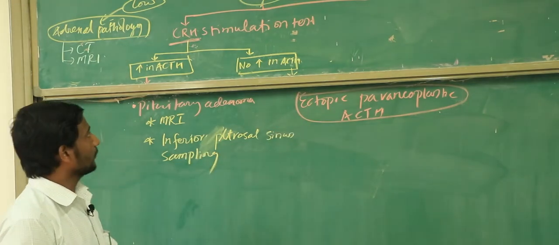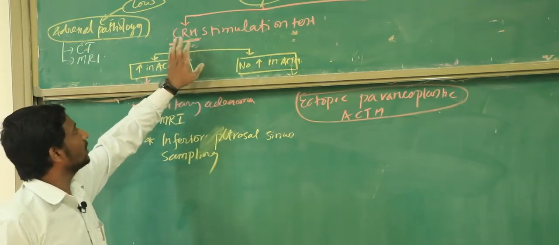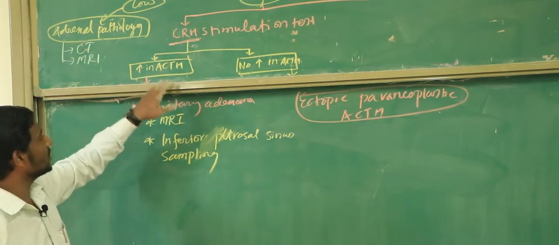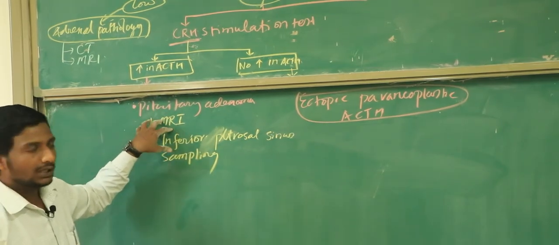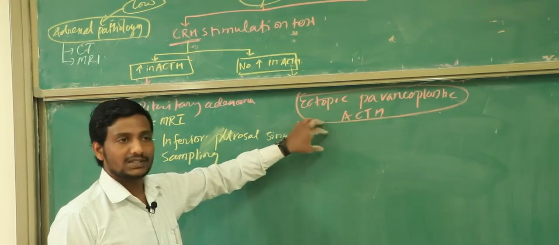So all of you try to imagine, when the ACTH was high, we did one test, we simply called it the CRH stimulation test, and then we could find if it is increasing the ACTH, then we found a patient having pituitary adenoma. If it is not increased, then we said that the patient is having the ectopic paraneoplastic ACTH.